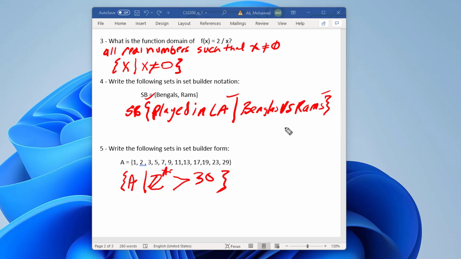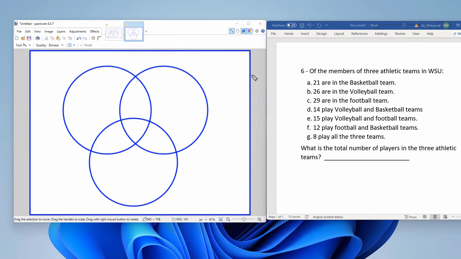All right, so that's page 2 in your quiz. Let's look at the last page. In the last problem, we have 3 teams in a college. In this case, we assumed it's Wright State University. And these are the basketball, the volleyball, and the football. And we're going to look here.